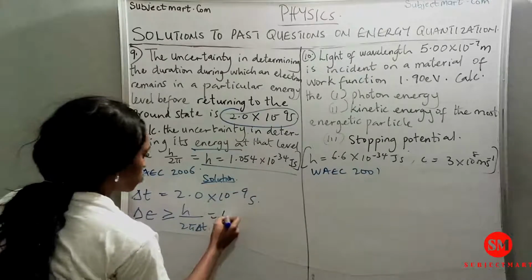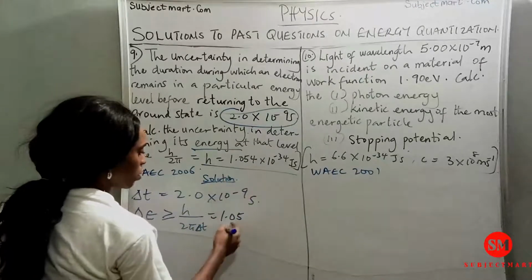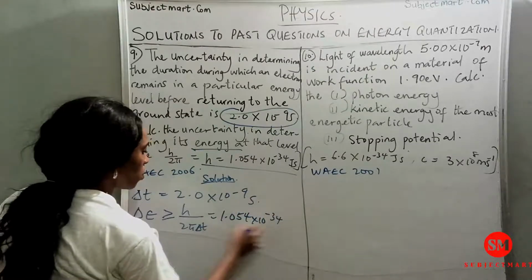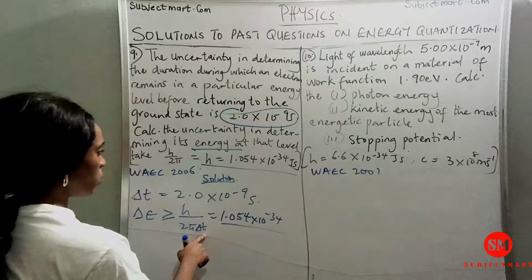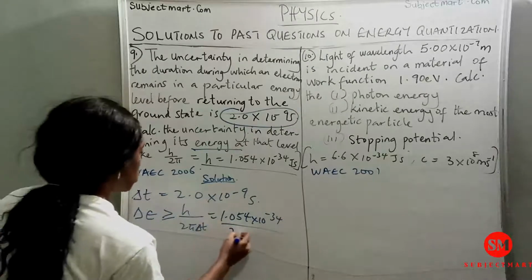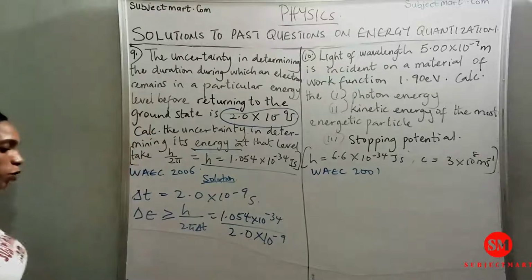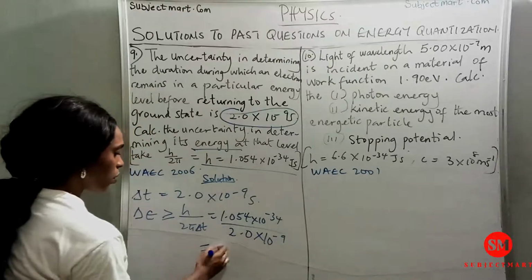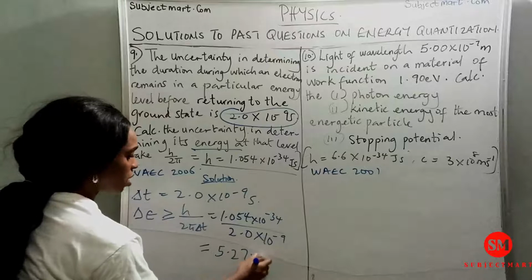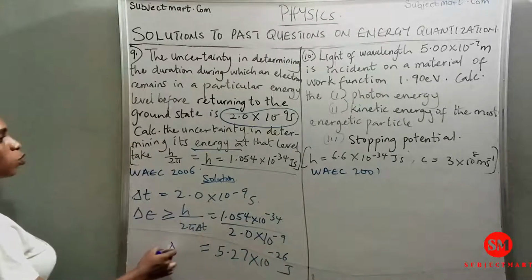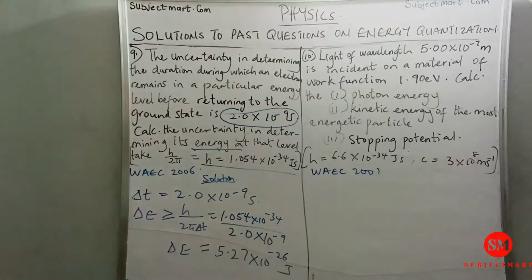Then delta T, and this will give us 1.054 times 10 raised to the power minus 34 all over delta T, which is this 10 raised to the power minus 9. If we divide that, we have 5.27 times 10 raised to the power minus 26 joules, which is equals to the uncertainty in E.